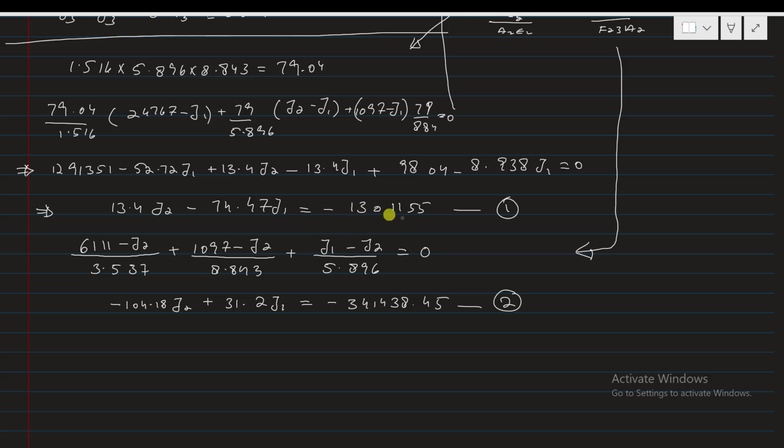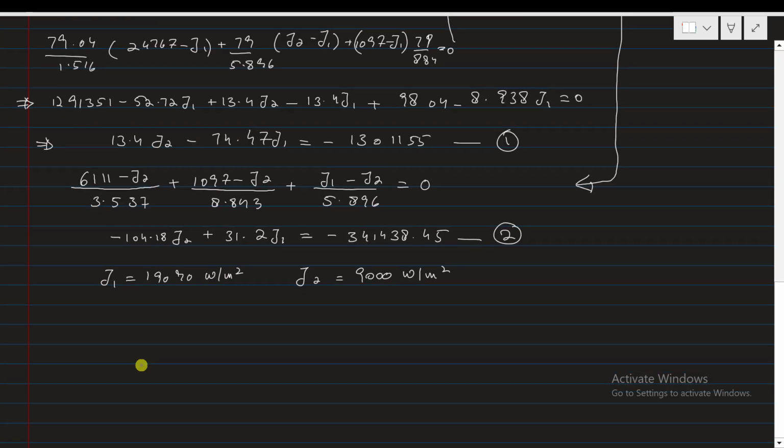Now solve these two equations simultaneously on the calculator, and then you will get the values of J1 and J2. The J1 value is 19,090 watt per meter square and the J2 value is 9,000 watt per meter square.